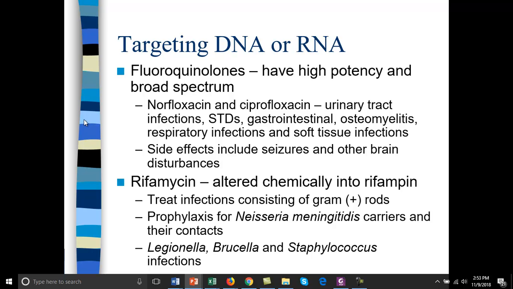Rifamycin is also, well, I'm sorry, it's not rifampin, it's chemically altered into rifampin, and that's good for gram-positive rods, and it's good for Neisseria meningitidis carriers. Neisseria meningitidis causes meningitis. And so it's used prophylactically for people that carry that particular bacteria. It's also good for Legionella, a bacteria that causes Legionnaires' disease, Brucella, which causes brucellosis, and then Staphylococcus infections.